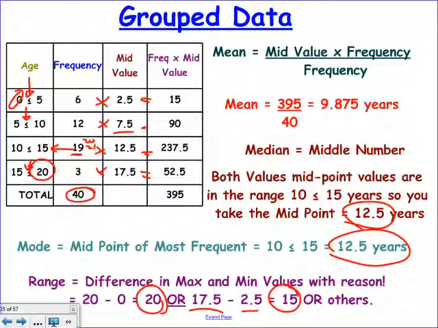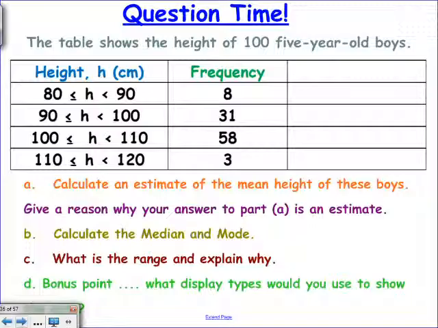You're happy with that? Last activity of the day then. Here's one for you. So we've measured the height of 5-year-old students, 100 5-year-old students. So the total of your frequency is 100. I want you to work out the mean, median, mode and range of these boys. When you work out the range, I want you to explain why you've got that number. And then the final question is, if I was going to plot this data on a diagram, which diagrams could I use? Okay? So I'll let you crack on with that.